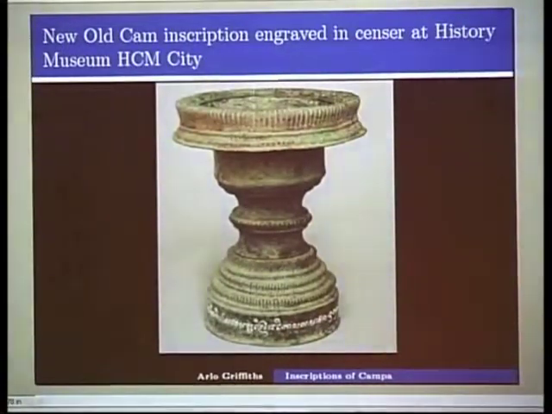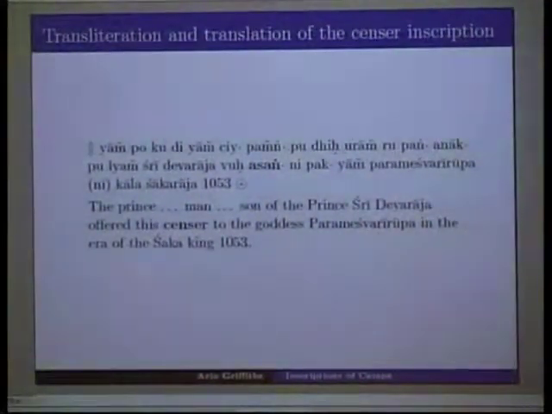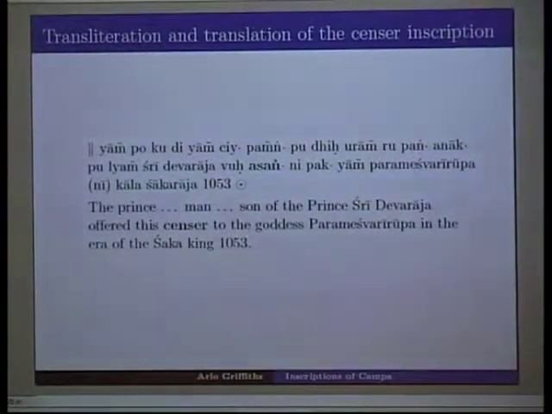But this one is there safely in the museum in Ho Chi Minh City, and there's an inscription, which I still find quite hard to deal with, because there are elements which we simply don't know what they mean. But at least the end part is clear: some kind of prince, Sri Devaraja, offered this censer to the goddess Parameshwari Rupa in the era of the Shaka king.